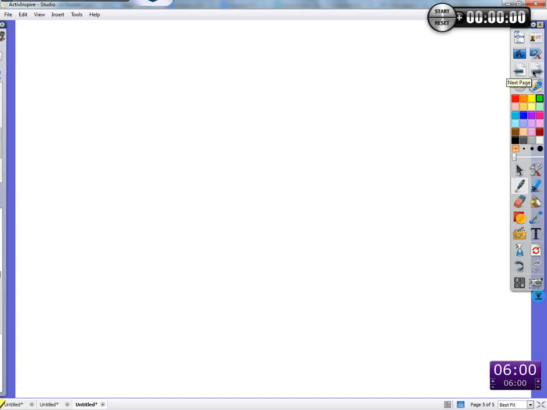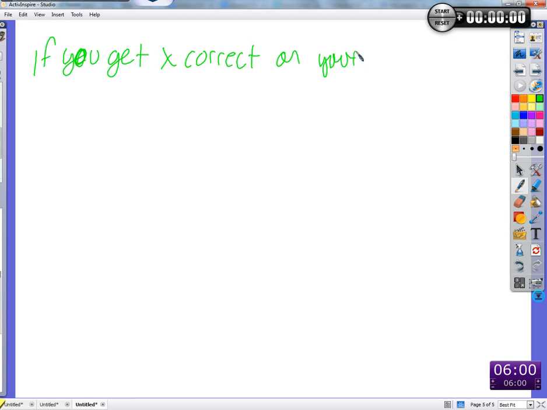Write an expression. Let's talk about tests again. What would be an expression if you got X number correct? You got X correct on your 31-point test. Can you give an expression for the percentage that you scored on that test?